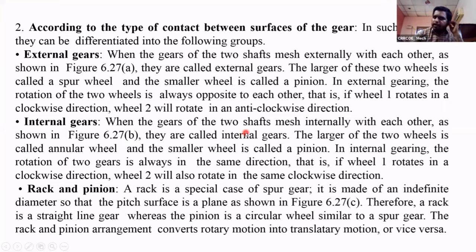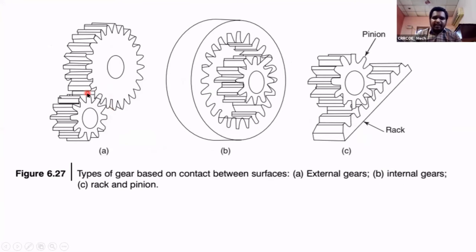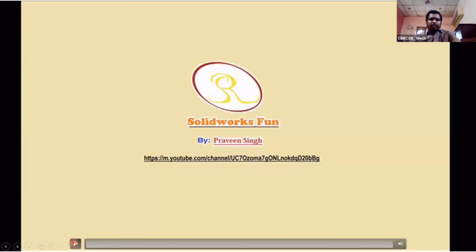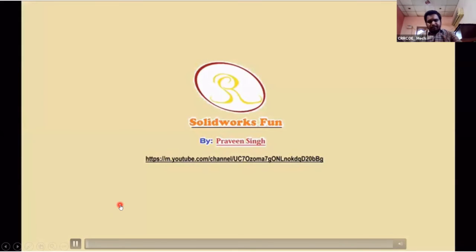Next, according to the type of contact between the surfaces, we can classify into three types. One is external gears, the second one is internal gears, and the third one is rack and pinion. Based on the contact surface, we can classify it into three types: external, internal, and rack and pinion type. Now we see the animation of all these gears for better understanding.